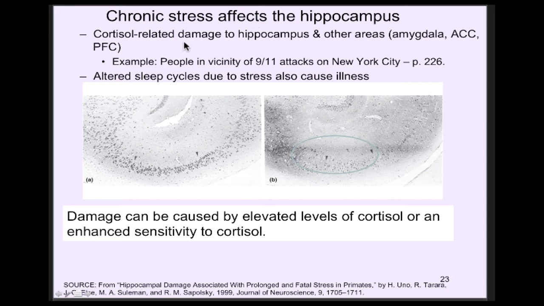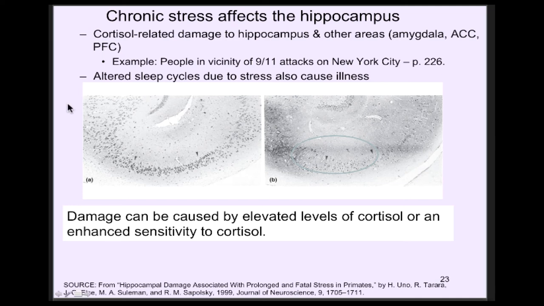So, and there's lots of research. Your textbook actually does a really good job of showing how stress can lead to damage in the brain. Stress resulting from things like childhood maltreatment, environmental disasters, and so on. So we see lots of examples in your book. So please take a look at that.